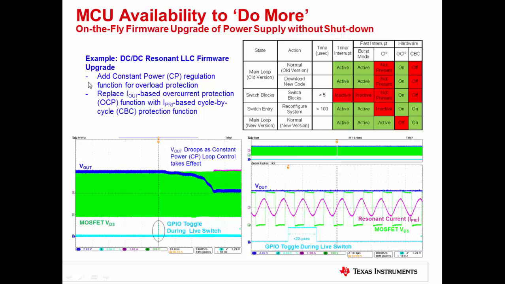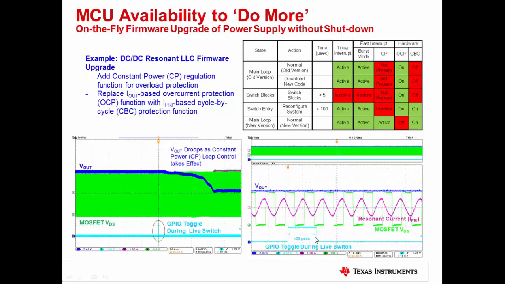The upgrade in the firmware actually involves the power supply operation. Here, a constant power regulation function is added for overload current protection, and the overcurrent protection in the converter is replaced from an output current based scheme in the incumbent power supply firmware to something that is based on the primary side current of the DC to DC converter. The pictures in the bottom show the waveforms when the power supply firmware is upgraded.